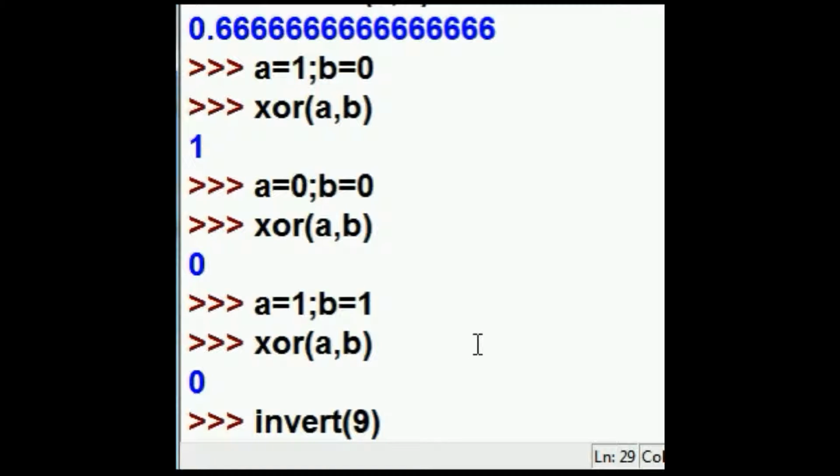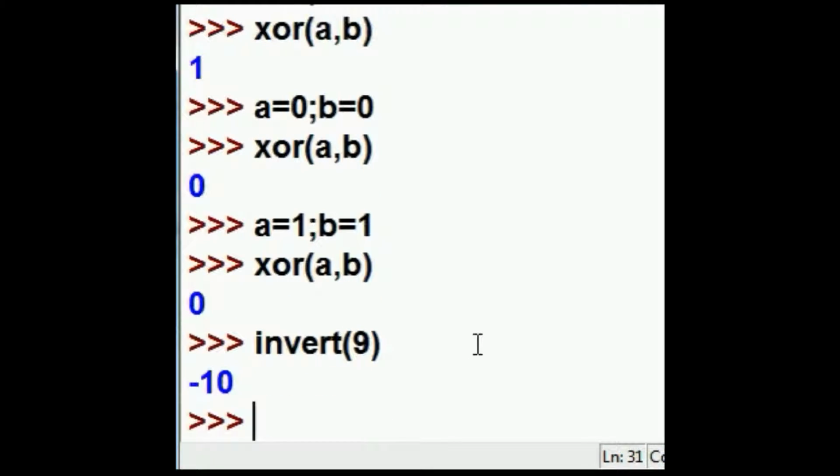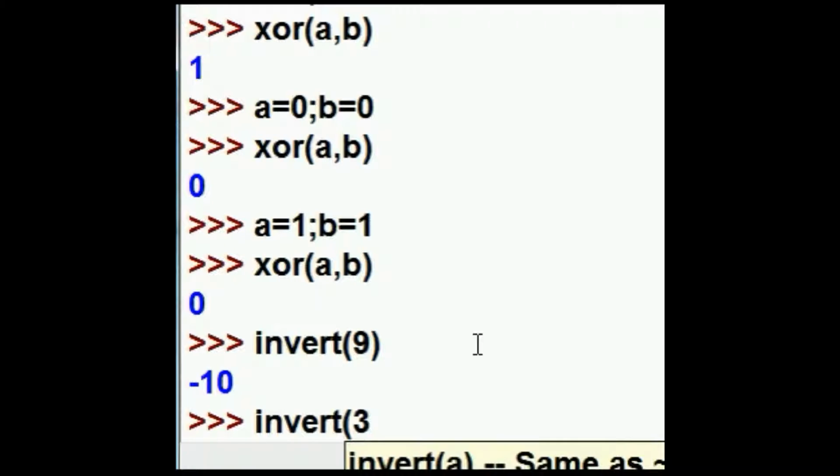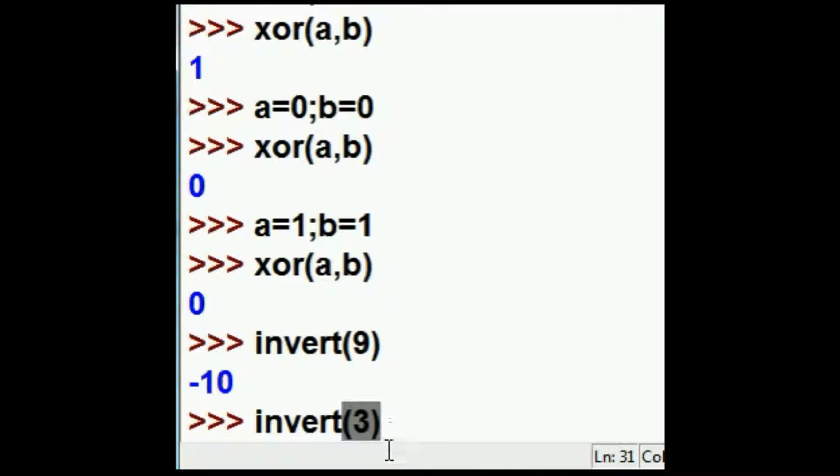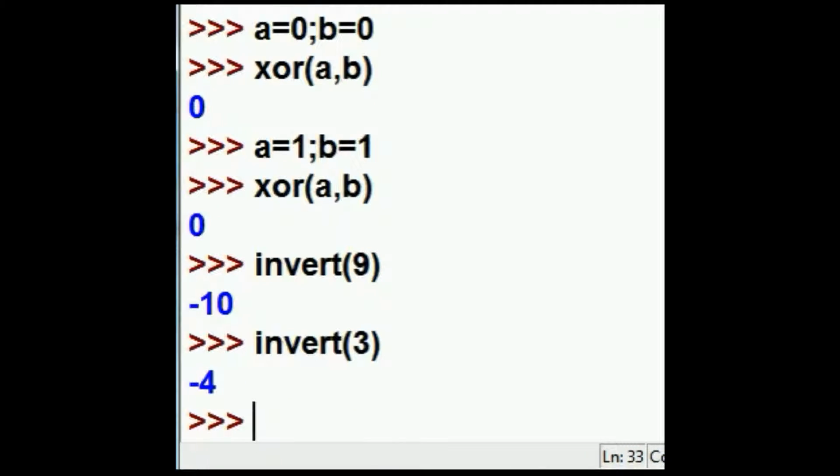Let's see if that works. Invert 9, and I get negative 10. What do you know? Let's try another one. Invert 3. Now I add 1 to 3. I get 4. Put a negative sign in front of that. I get negative 4. And that's what we get.